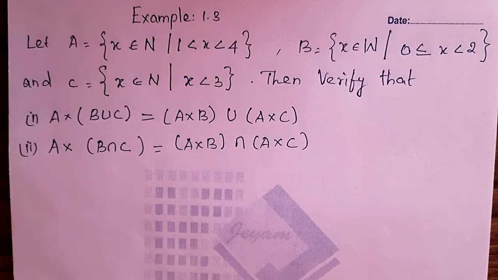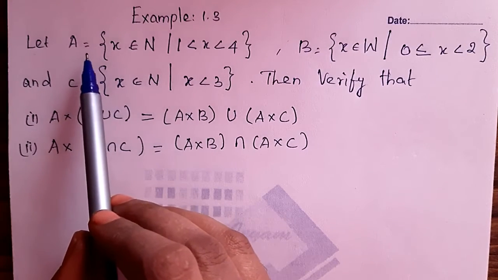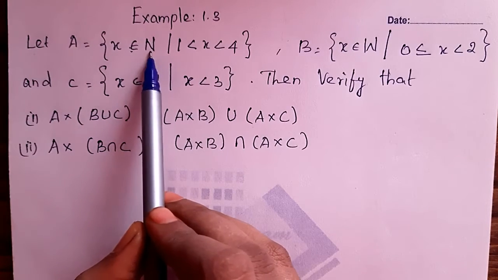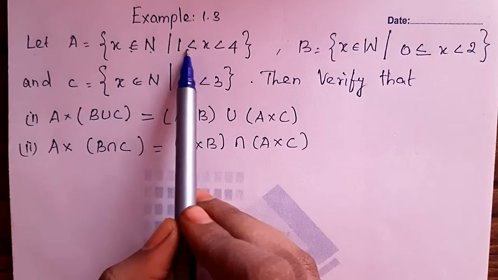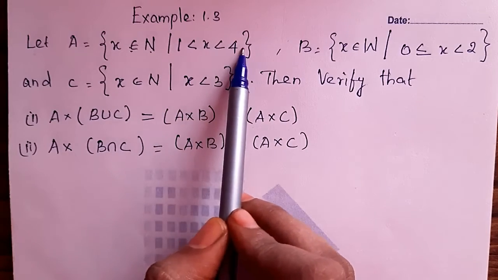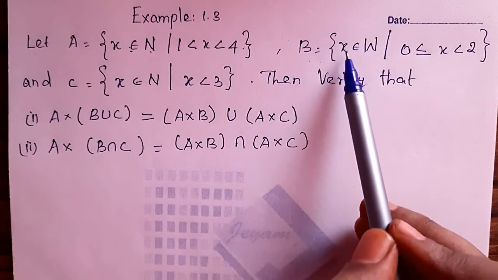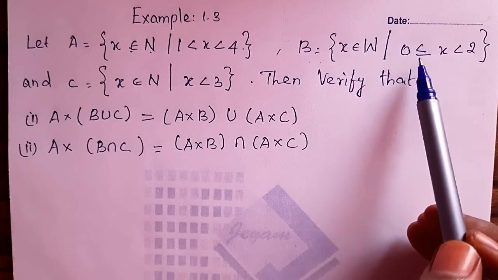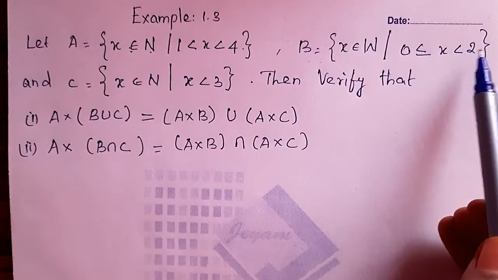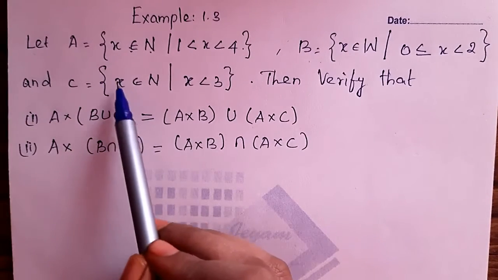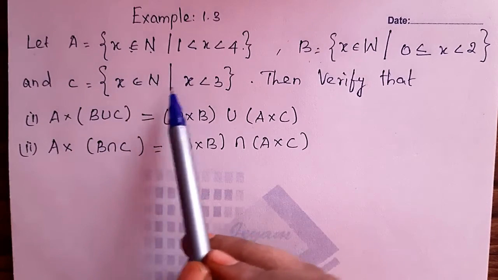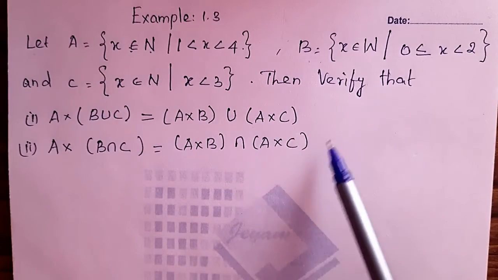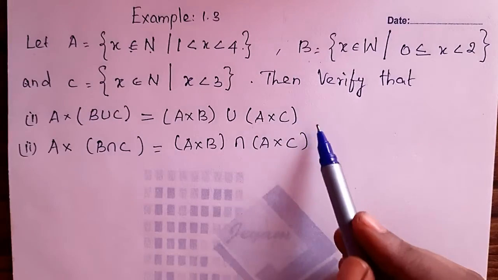Next example 1.3. Let A equal to the set of all x belongs to N such that 1 less than x less than 4. Then B equal to the set of all x belongs to W such that 0 less than or equal to x less than 2. And C equal to the set of all x belongs to N such that x less than 3. Then verify these two. We have to verify both.